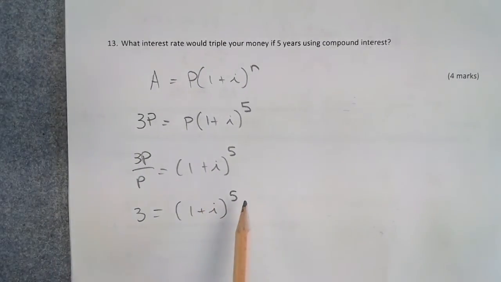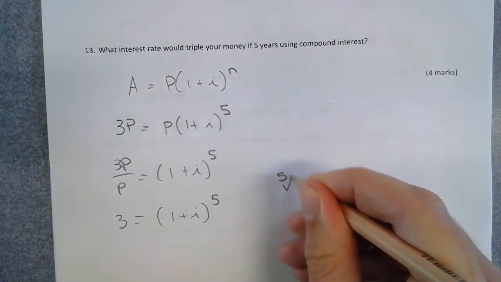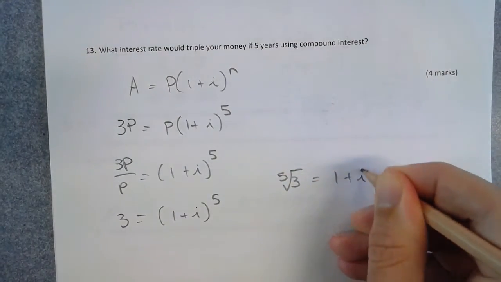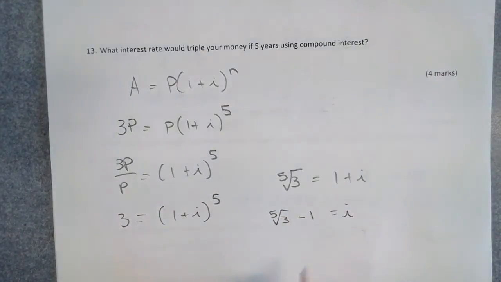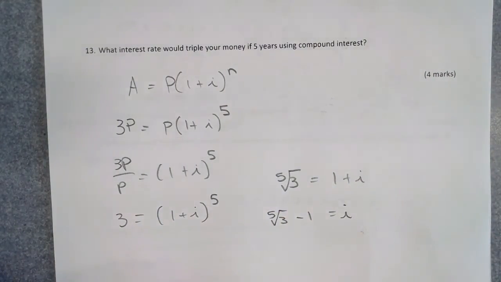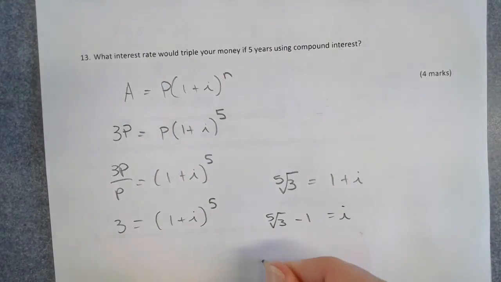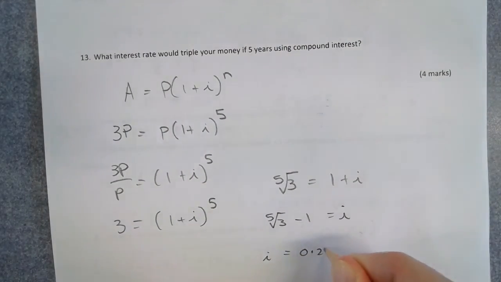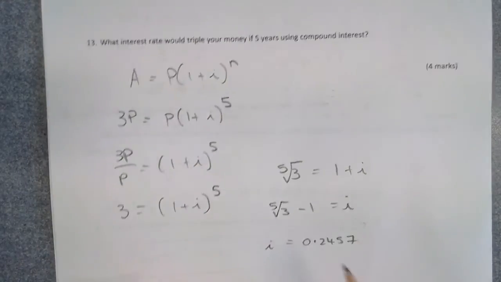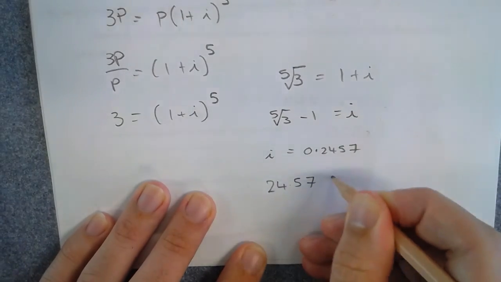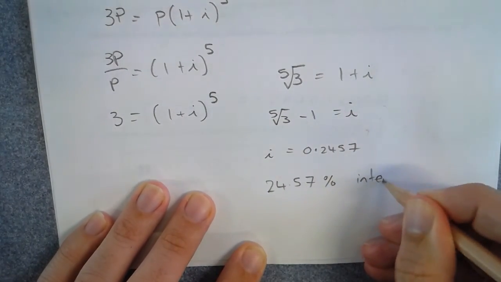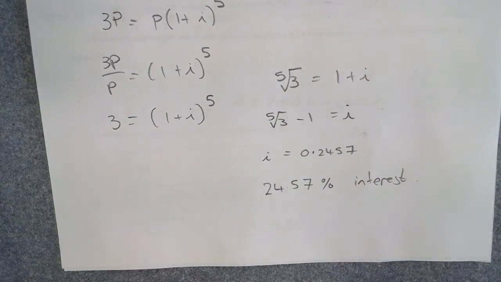Now rearranging this, because it's to the power of 5, that means it's the 5th root of 3 equals 1 plus i, and because it's plus 1, we find the interest rate here. So if I type this into my calculator, it's the 5th root of 3, take away 1, we get i equals 0.2457, and that's obviously our interest rate as a decimal, so that would mean it was 24.57% interest is what you would need to triple your money in 5 years.